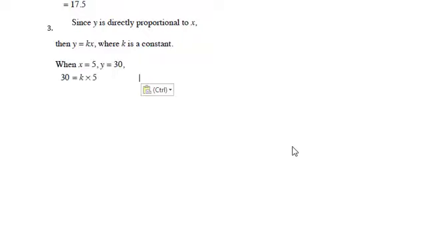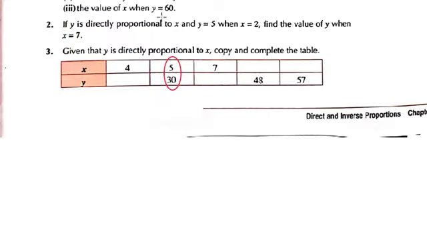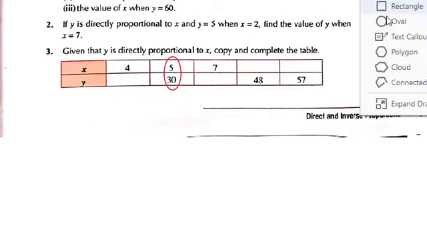Write the condition, that is y is directly proportional to x. Then you can write the equation y equals kx, where k is a constant. And the values are given, x equals 5, y equals 30. By using these values, you can write the equation 30 equals k multiplied by 5. Then if you solve the equation, you will get the value of k equals 6, so y equals 6x. So this is your connecting equation with x, y equals 6x. By using this equation, you have to fill the table.